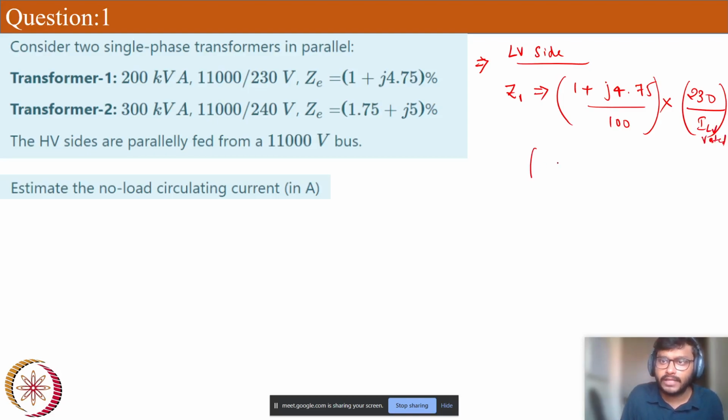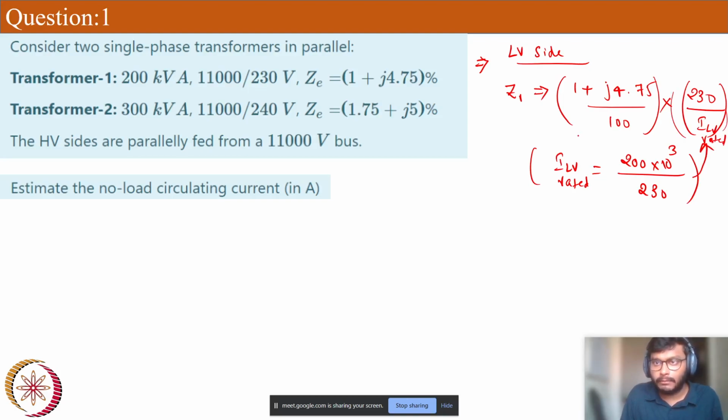How can I get the LV side current? Anyone tell me how to get LV side current? It is equal to kVA divided by secondary voltage. Yeah, that's correct. So what is the kVA? 200 into 10 cube VA divided by, what is the voltage? 230. So we have to substitute this here and multiply this with my given percentage of impedance, and we will get the impedance. So can someone please calculate that? I'm also calculating.